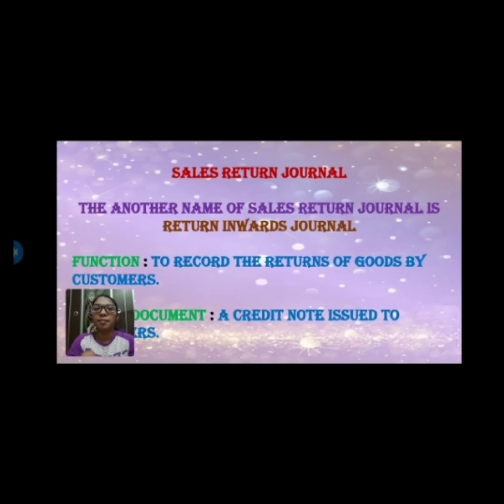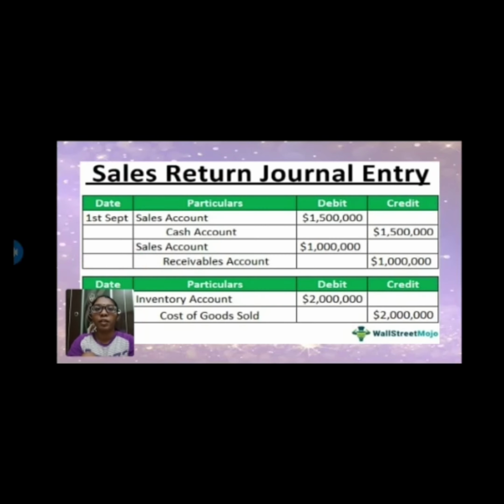Lastly, sales return journal. The another name of sales return journal is return inwards journal. The function of the sales return journal is to record the returns of goods by customers. The source documents of sales return journal is a credit note issued to customers. This is the example of sales return journal.